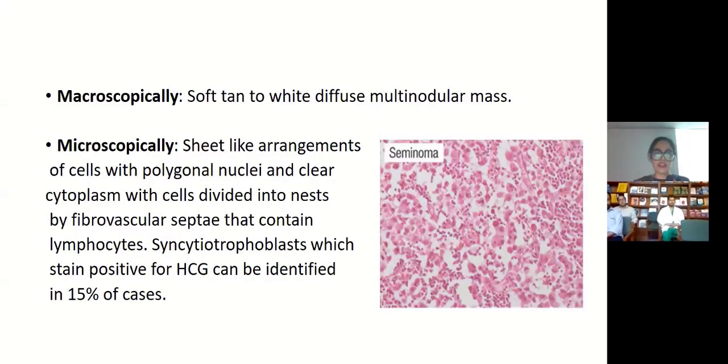Macroscopically, there is a soft tan to white diffuse multinodular mass. Microscopically, it has sheet-like arrangements of cells with polygonal nuclei and clear cytoplasm, with cells divided into nests by fibrovascular septa that contain lymphocytes. Syncytiotrophoblasts, which stain positive for HCG, can be identified in 15% of the cases.